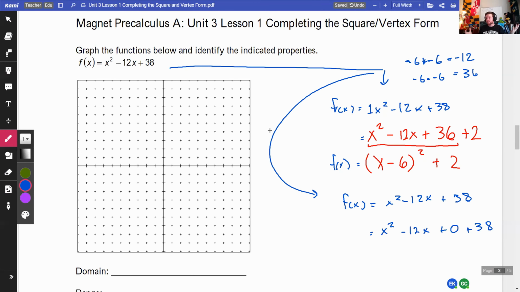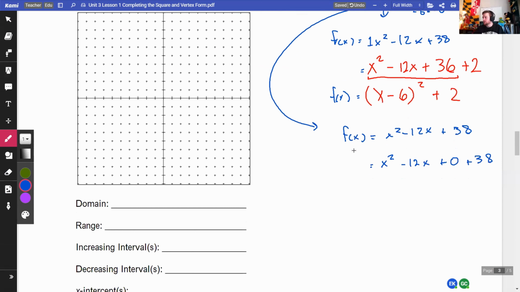But 0 has lots of different forms. And I conveniently want my form to be plus 36 minus 36 plus 38. That's still 0. I haven't changed the right-hand side, which is the goal when dealing with a function. Equations, you can change both sides. Functions, we need to keep that left-hand side f of x. We need f of x to just always be there. Otherwise, we'd be graphing a different function.